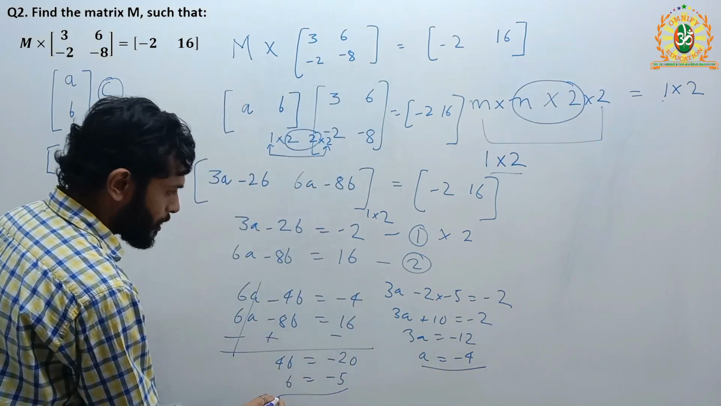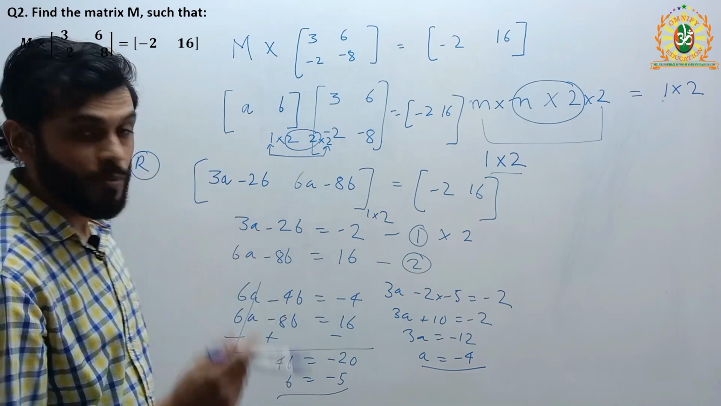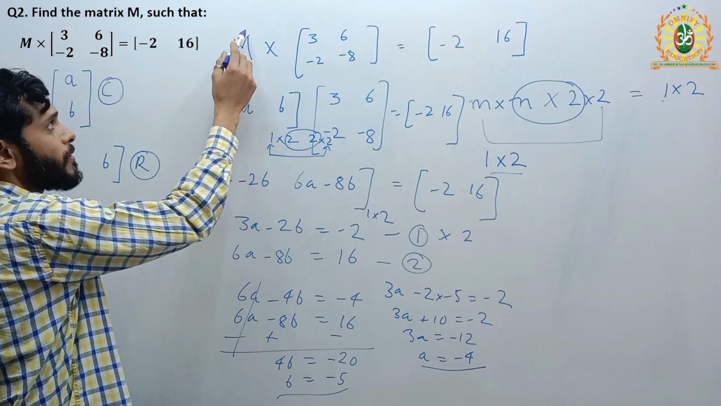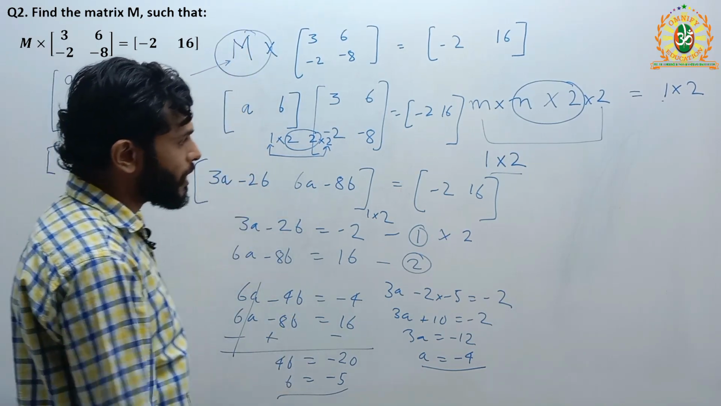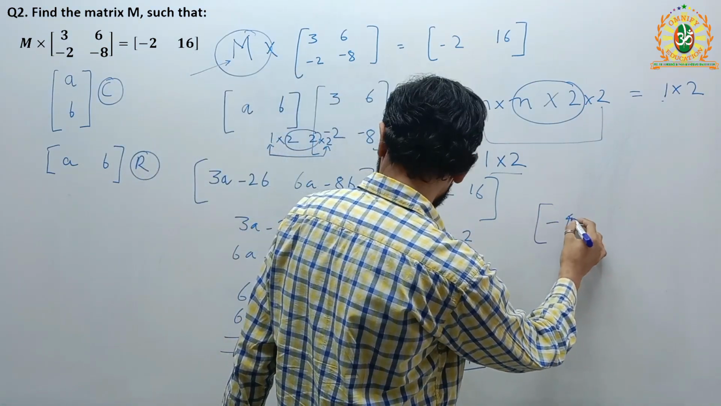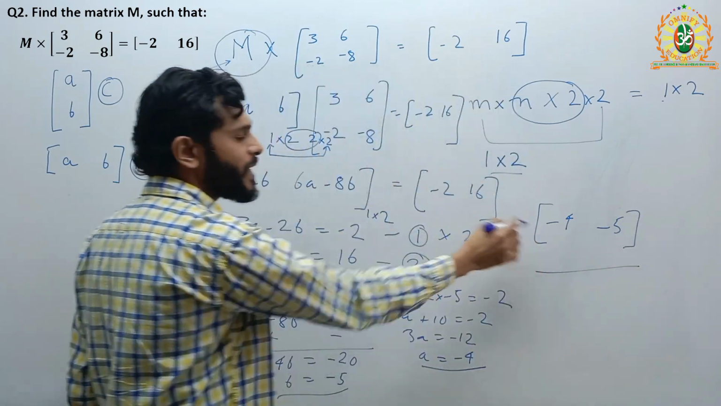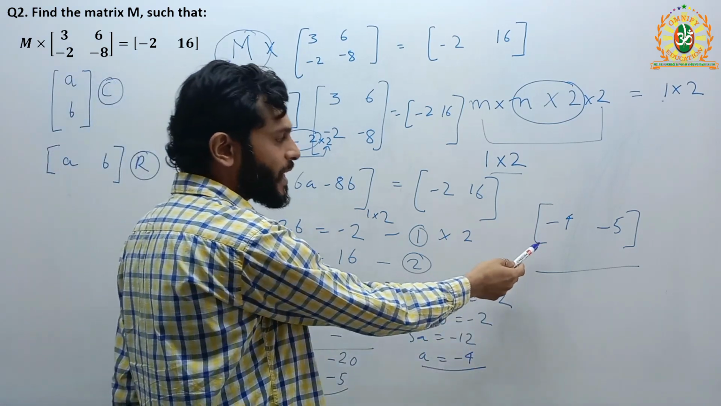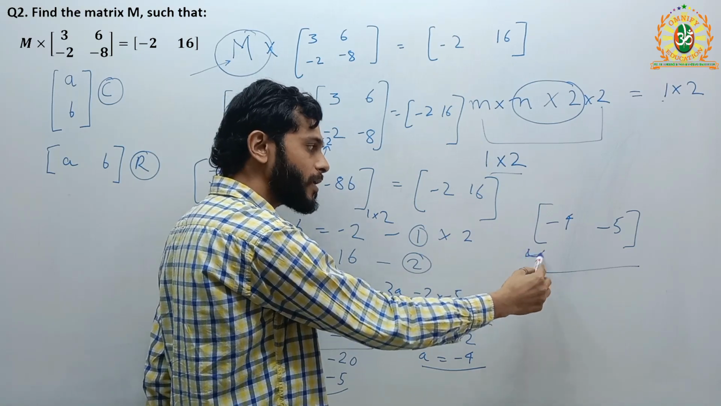Now you see you have found the values of a and b. The important thing to be remembered here is that the question asked you to find the matrix M. So hence your answer would be -4 -5. This is your final answer as a matrix. You will not leave your answer in terms of a and b, but you will make a matrix and represent it in the form of a matrix, and this will be your final answer.